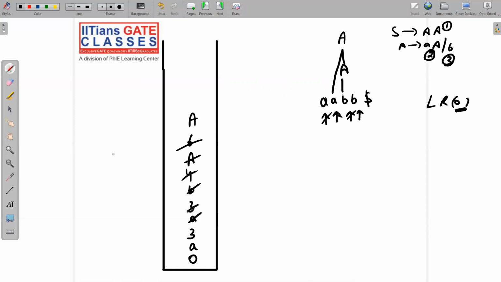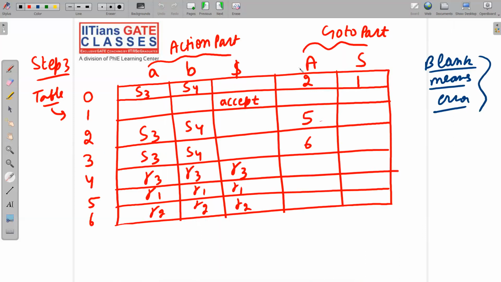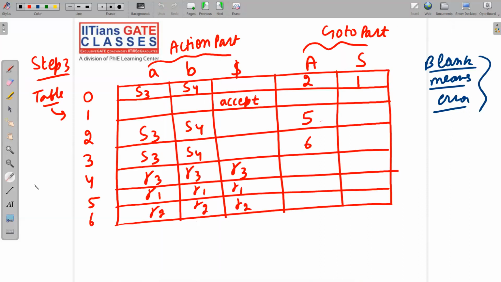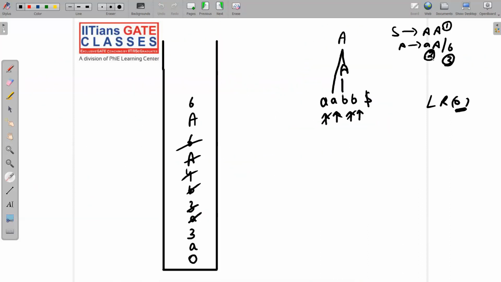Now again 3 on capital A. Go to state number 6. So we have got to state number 6. Now on 6 again the same: R2. R2 means this only. Again we have got the handle small a capital A, and it will go to capital A.